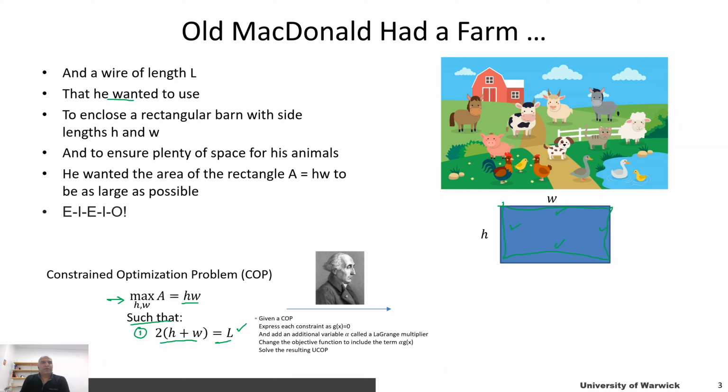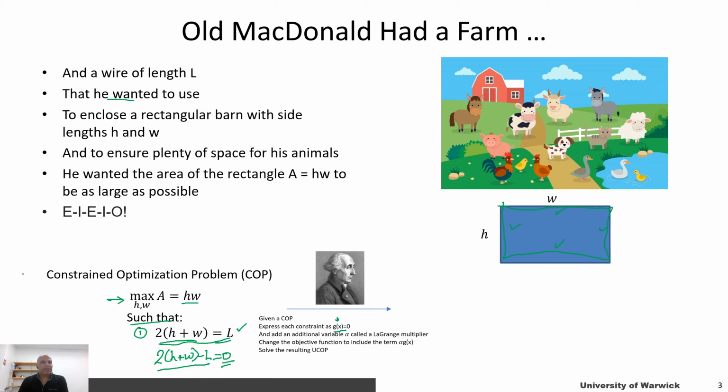Given a constrained optimization problem, the first step is to express the constraint that you have in the form of a function. So let's say if x are the decision variables, then the constraint needs to be expressed in the following way. It's essentially a rewrite of the same constraint. We just need to make sure that the right hand side is 0. So this is going to be equal to g of h and w, because our decision variables are h and w instead of x.